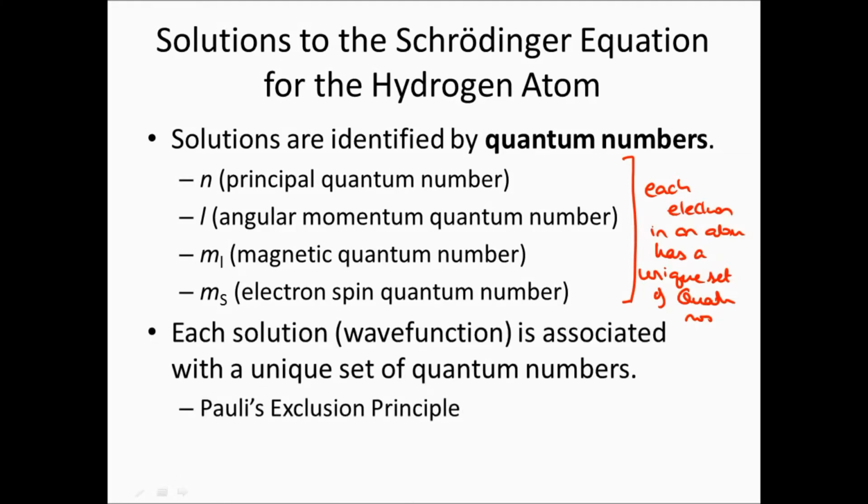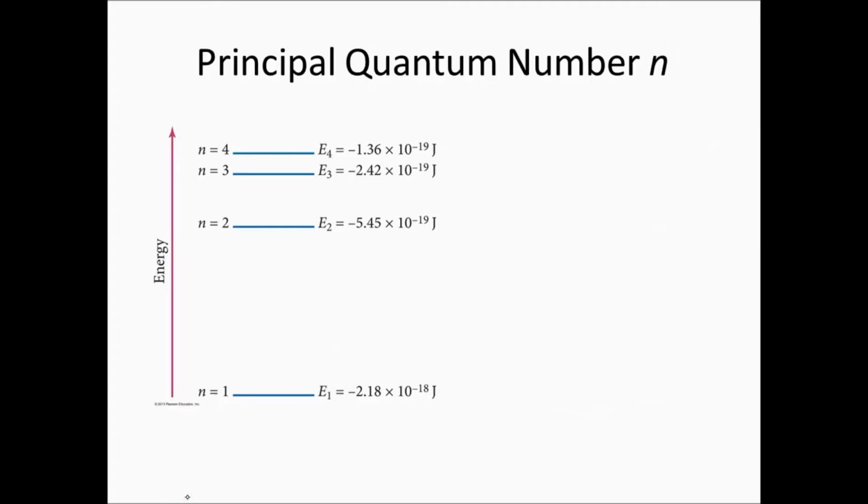Okay, and this idea that each electron in an atom has a unique set of quantum numbers, and hence a unique wave function, is given by what's known as Pauli's exclusion principle, which we'll get into later on. Let's look at each of these quantum numbers with a bit of detail.